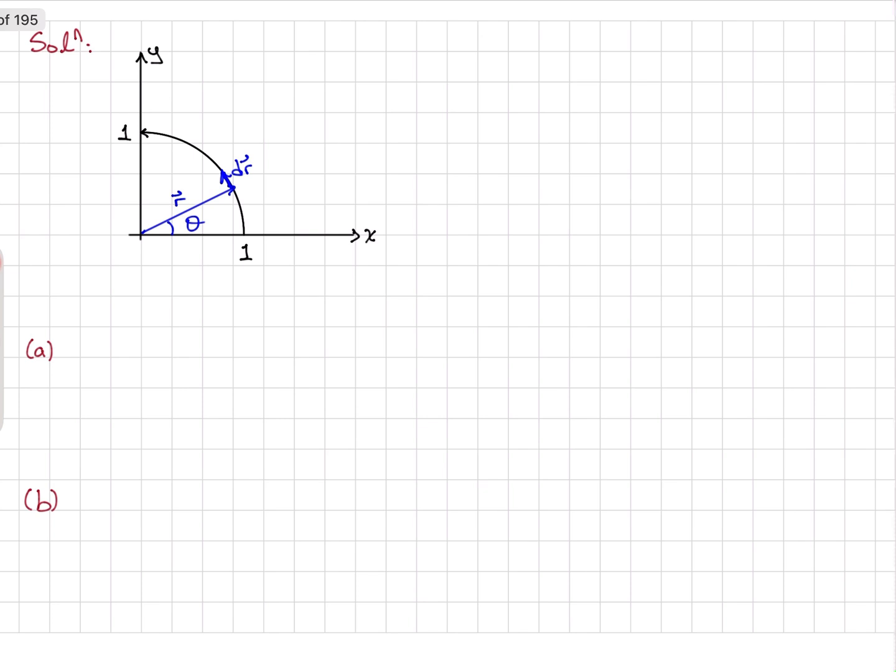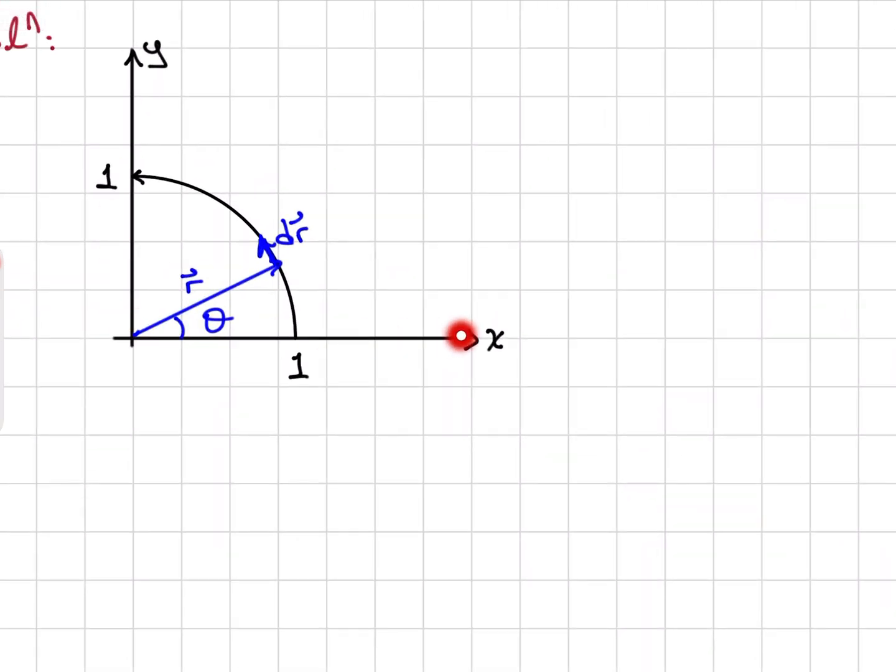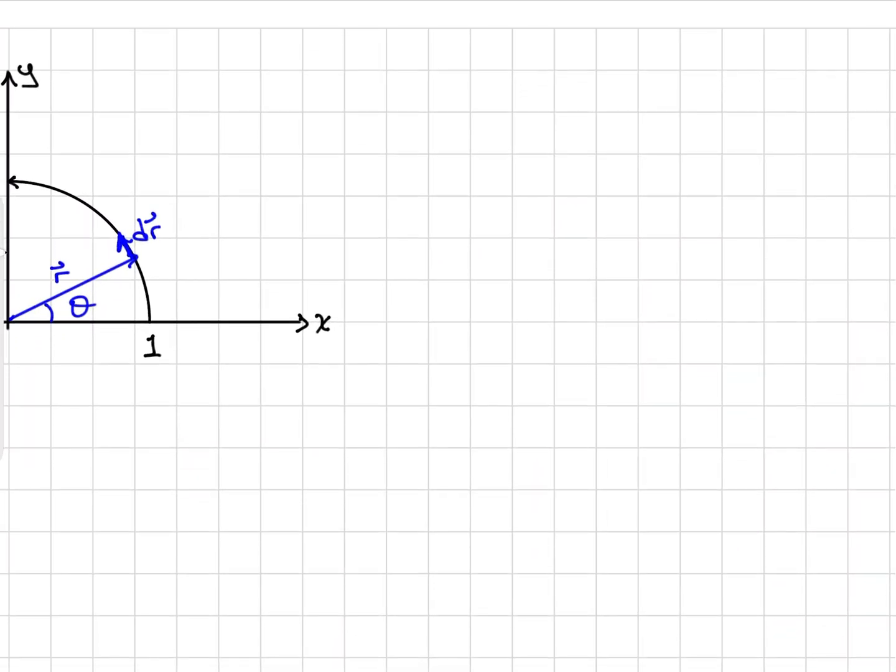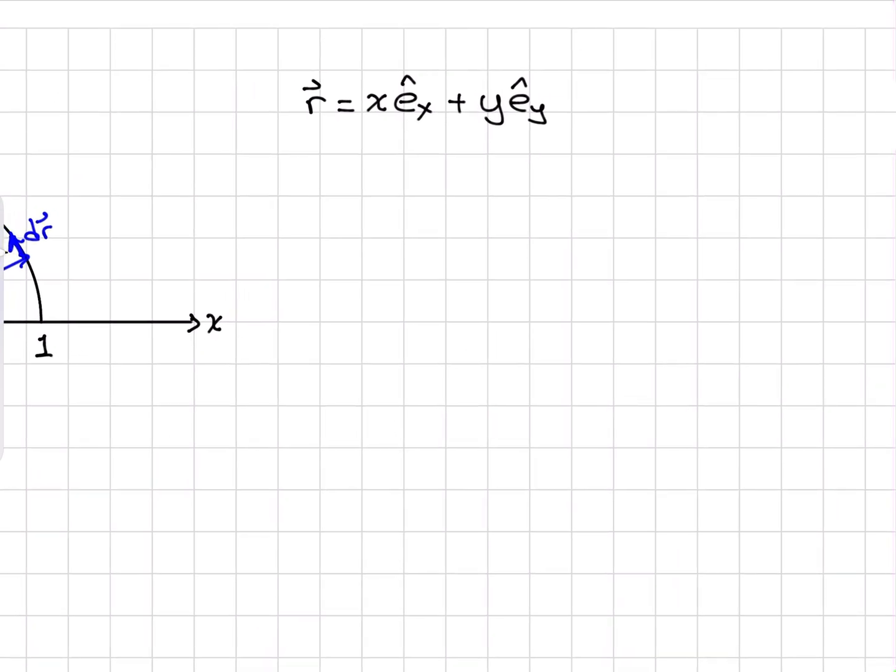Okay, so the path we're talking about is on the xy plane on the unit circle in the first quadrant. We're going from x equals 1 to 0, y equals 0 to 1, so along this path. All right, and let's note a few things here. The position vector on this path, r, is equal to x ex hat plus y ey hat, because z is equal to 0.